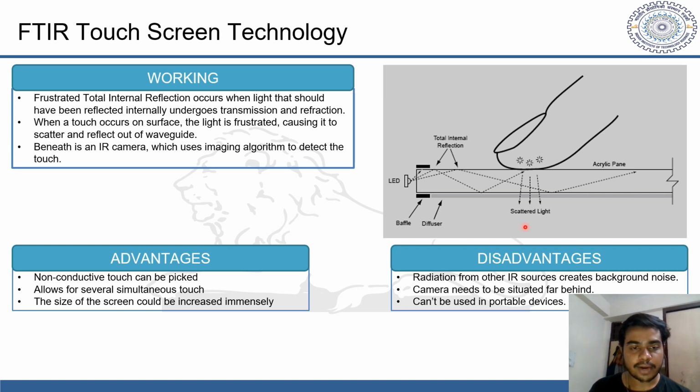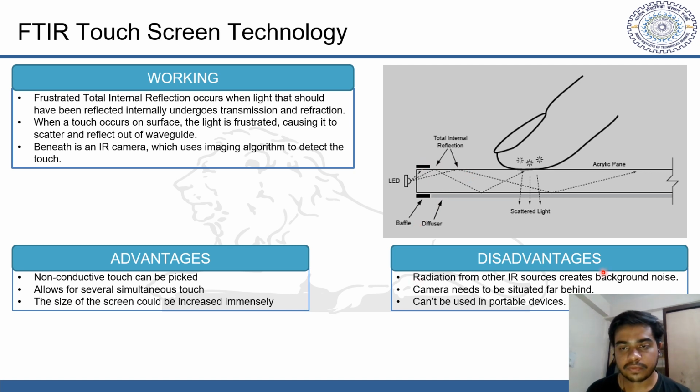So, the advantages of this FTIR touchscreen technology over the currently popular one is that non-conductive touch can also be picked up. So we could use gloves which aren't designed for touch screens. They can also be detected here, and it allows for simultaneous touch. So multiple touches can also be detected, and because of this FTIR technology, we could also design an immensely large touch screen.